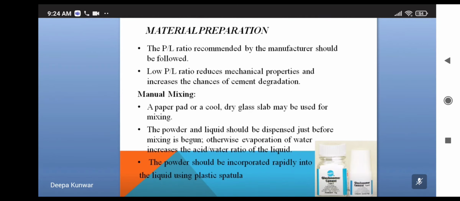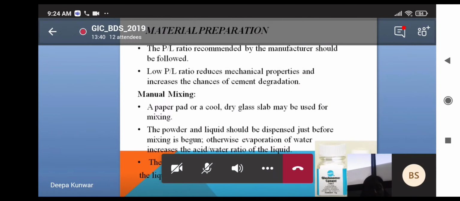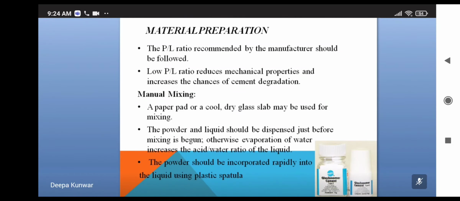A paper pad or a cool dry slab may be used for mixing. If we do not have a cool dry slab, then always prefer a paper pad for the mixing of the glass ionomer cement.